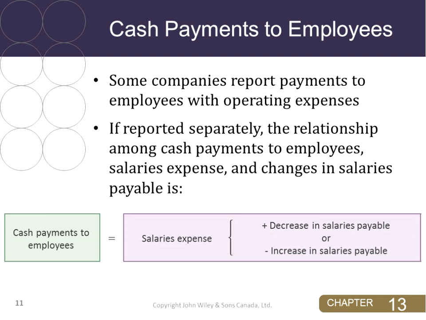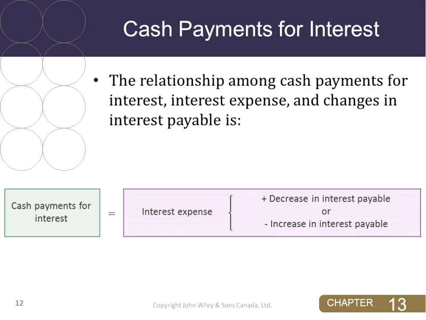Okay, the next thing we look at is our cash payments to employees. So again, our salaries expense plus or minus any increase in salaries payable. So we saw that in the last example there. And cash payments for interest. So again, our interest expense plus any decreases in interest payable, which means that not only did we cover our interest expense in cash this year, but we paid cash out to interest that we owed.